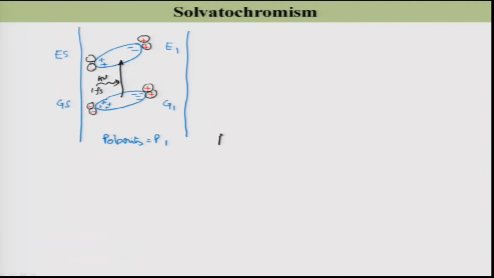So, polarity P2, and I consider that P2 is greater than P1. The condition is P2 is greater than P1, right. So, the same molecule: the ground state I will draw this way, 1, 2, 3, 4 positive charge, 4 negative charge, signifying that its dipole moment is high in the ground state. As now the polarity of this solvent P2 is greater than P1, this molecule will be solvated more efficiently in the ground state.